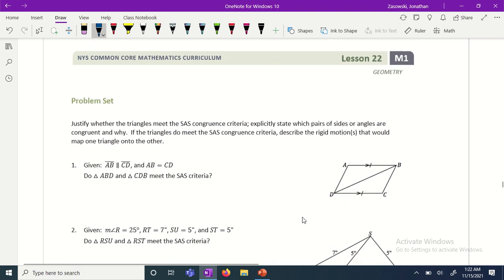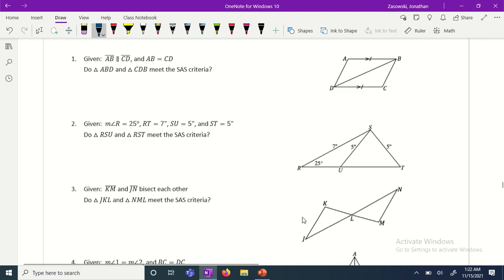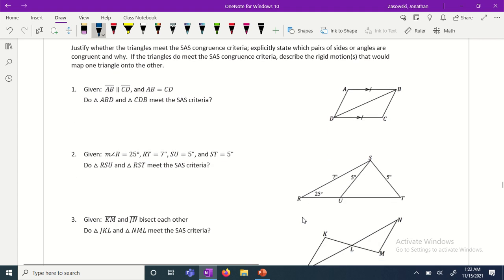All right, this is the problem set. So this is kind of what you guys are going to do for homework. So just, do they meet the side angle side criteria? And then if they do, describe their rigid motion. So now this one's a little bit tougher because it's got the arrows on it.